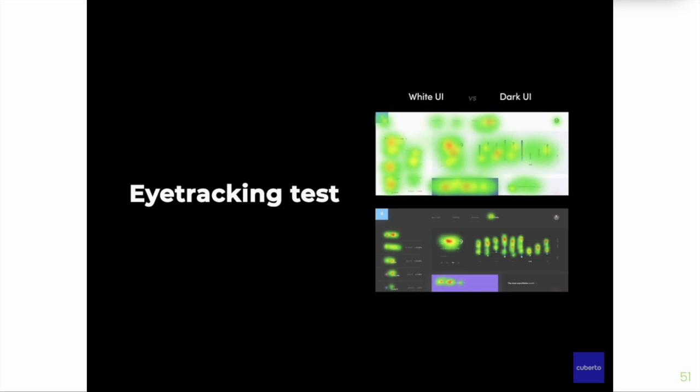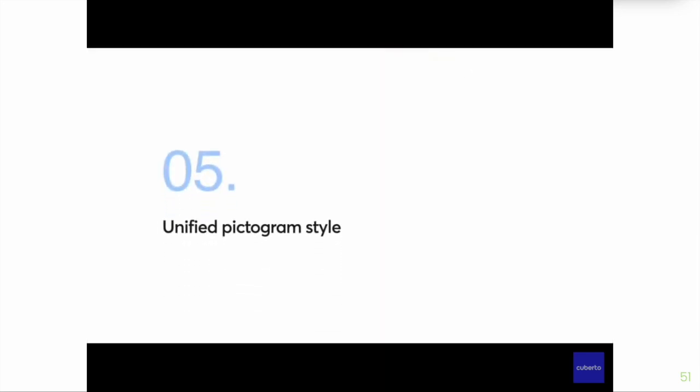Generally, the choice of color depends on many factors and product themes. Light UI is much easier for our perception, therefore we come across this version more often, but in some cases, dark UI is necessary. Unified pictogram style.